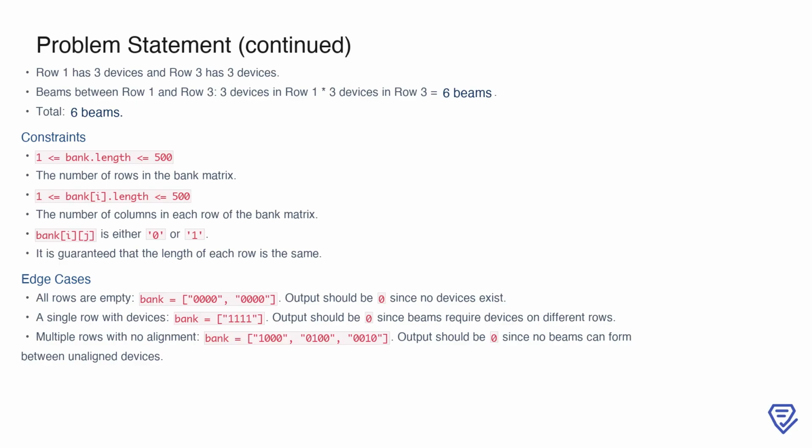Additionally, remember the constraints: the matrix can have up to 500 rows and 500 columns, and all rows are guaranteed to have the same length. Edge cases include scenarios like all rows being empty, or configurations where no beams can form due to a lack of alignment or empty rows in between devices.